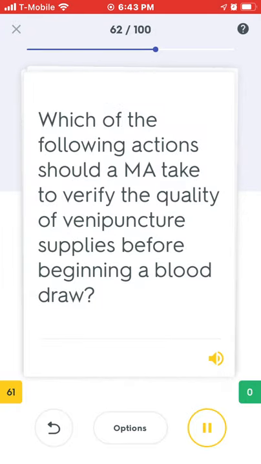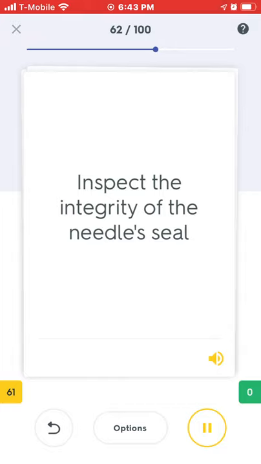Which of the following actions should a MA take to verify the quality of venipuncture supplies before beginning a blood draw? Inspect the integrity of the needle seal.